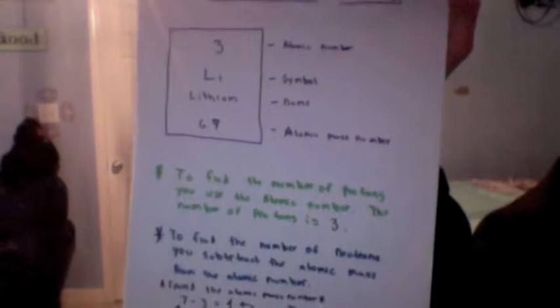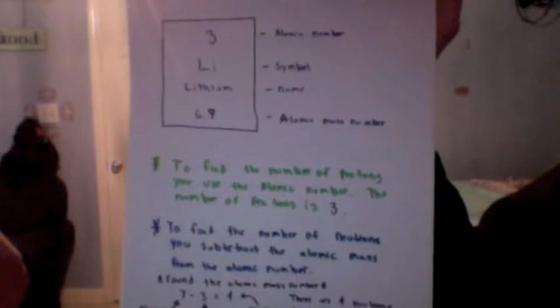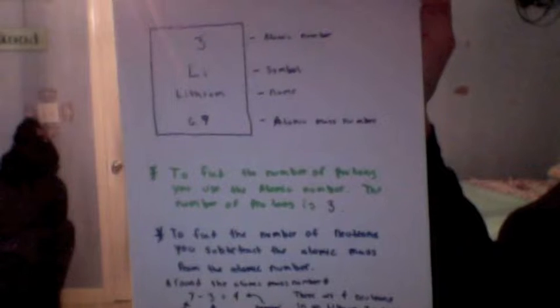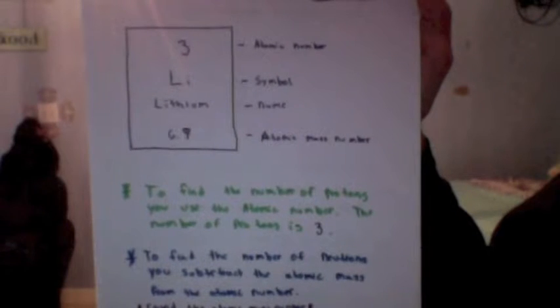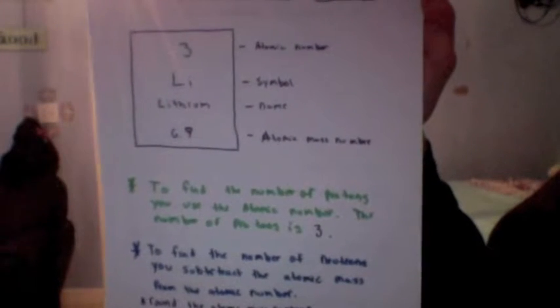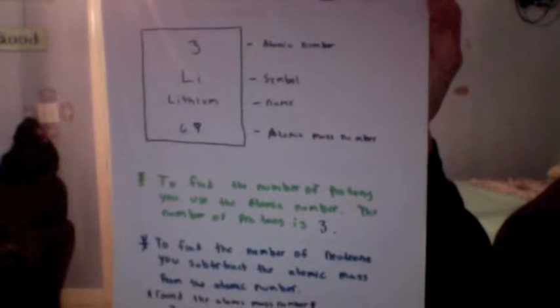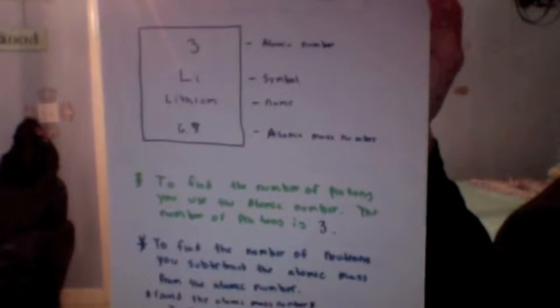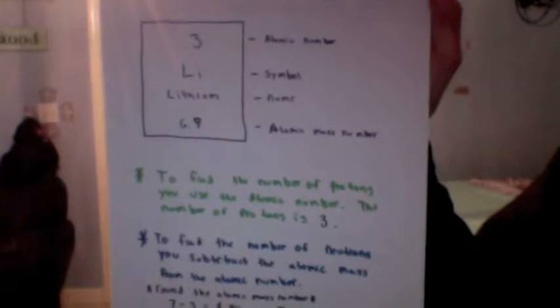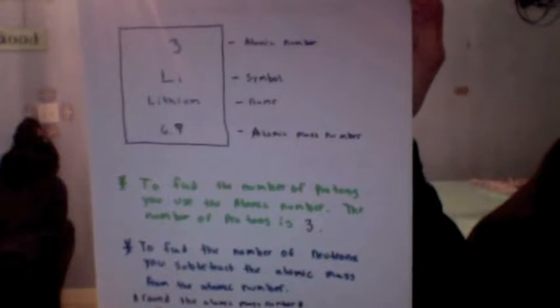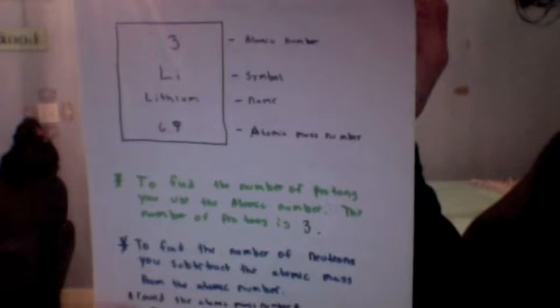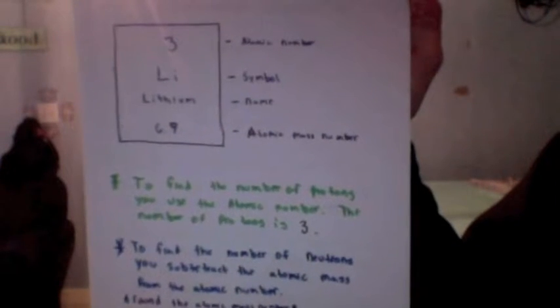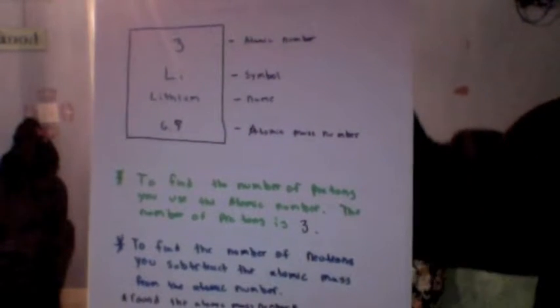A lithium isotope. Lithium has an atomic number of 3 and a mass number of 6.9, but you round when it comes to subtracting. To find the number of protons, you use the atomic number, and the number of protons is 3. To find the number of neutrons, you subtract the atomic number from the atomic mass. So if you subtract the atomic number, which is 3, from the 7, you get 4. So there are 4 neutrons in a lithium isotope.